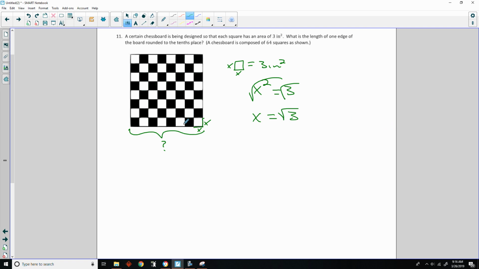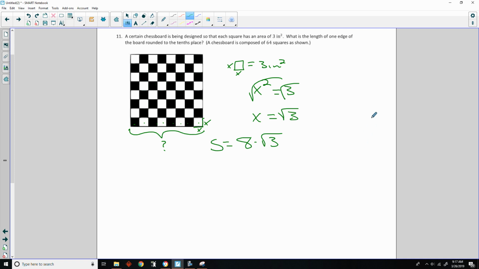Okay, and there are 1, 2, 3, 4, 5, 6, 7, 8 squares of equal length that are all the length of the square root of 3. So therefore this side, s, the side of the board, equals 8 times the square root of 3.